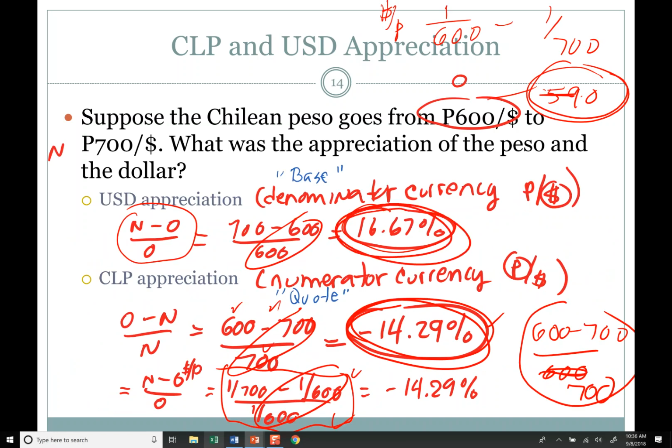So that's why we need to have those two numbers. Are you an importer or exporter? Are you from Chile or from America? Because depending on what you are, that 16% or 14% is what you need to use.